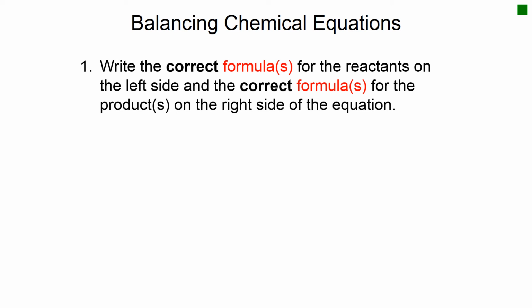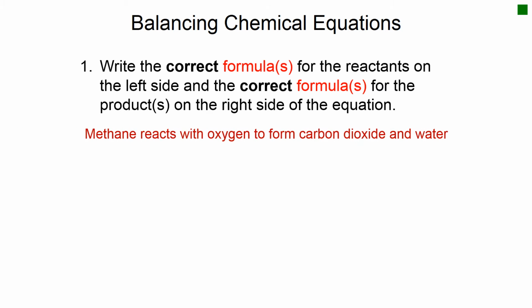So first, write the correct formulas for the reactants on the left side and the correct formulas for the products on the right side. Such as in this case, we've got methane reacts with oxygen to form carbon dioxide and water. Methane is one of those names that we asked you to learn. So CH4. Oxygen is that diatomic, so it's O2. Carbon dioxide, you know, is CO2, and water, of course, is H2O.